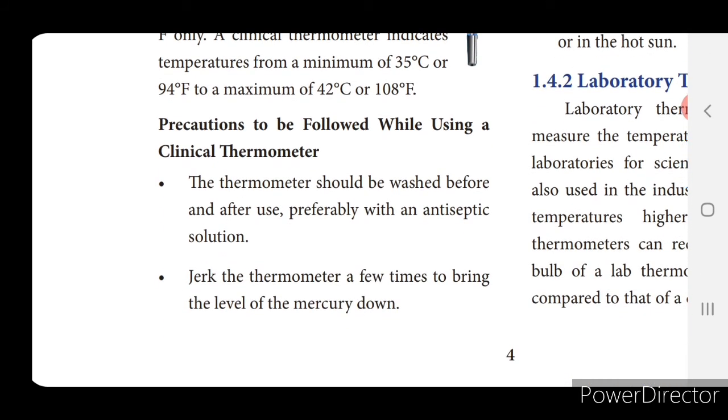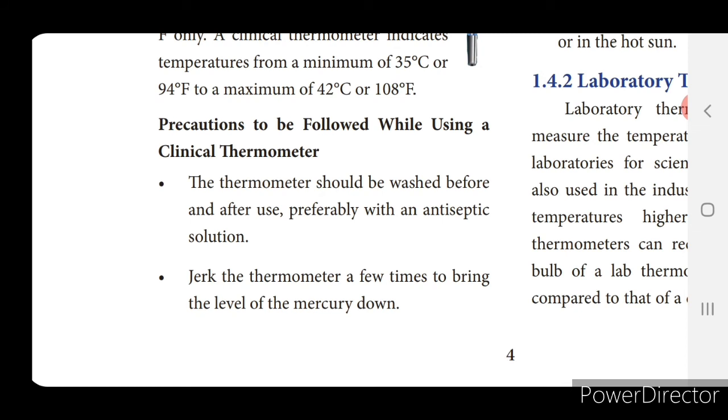So what precautions should be used when using a clinical thermometer? The thermometer should be washed before and after use, preferably with an antiseptic solution. Why? We are keeping it in the mouth of the patient, isn't it? So you should not use it immediately on other patients. Before that, you have to wash it with the antiseptic solution.